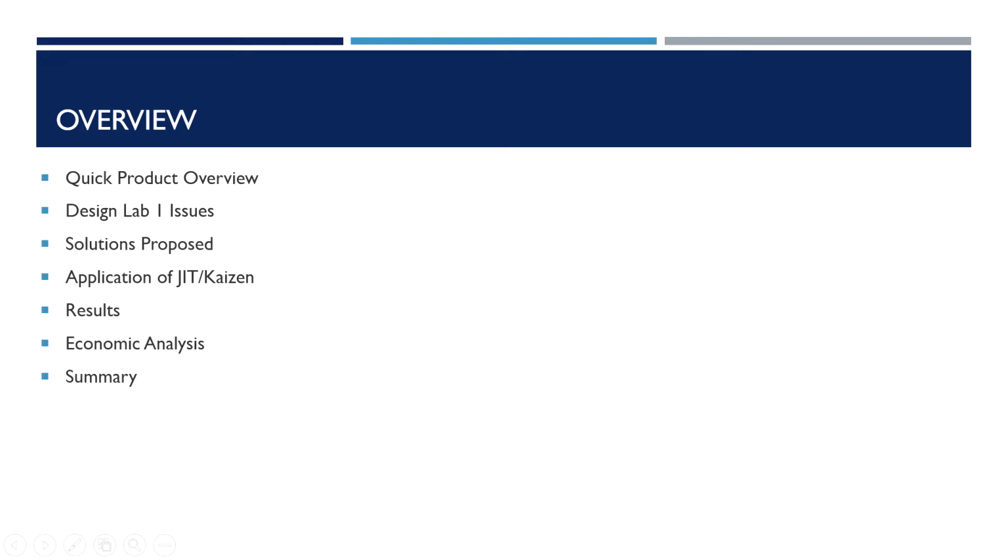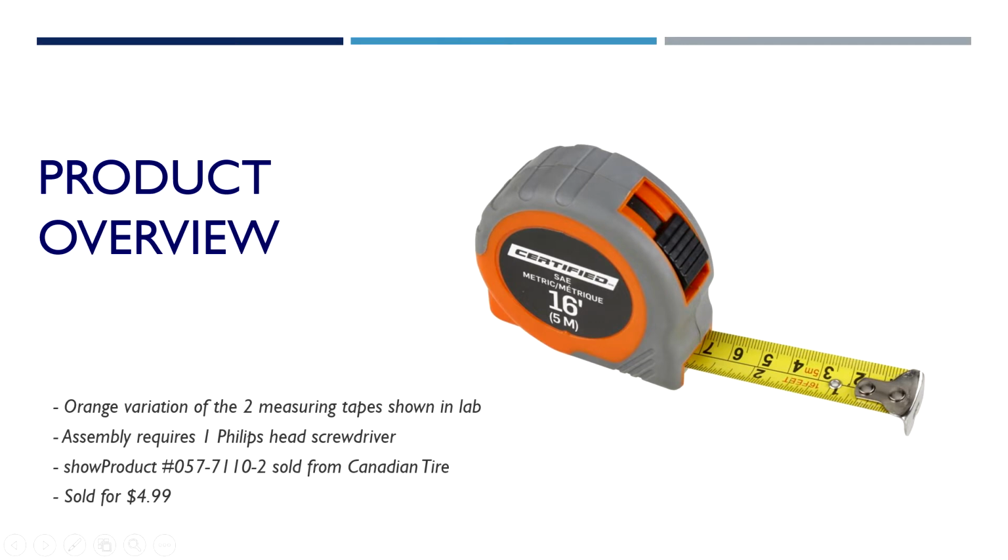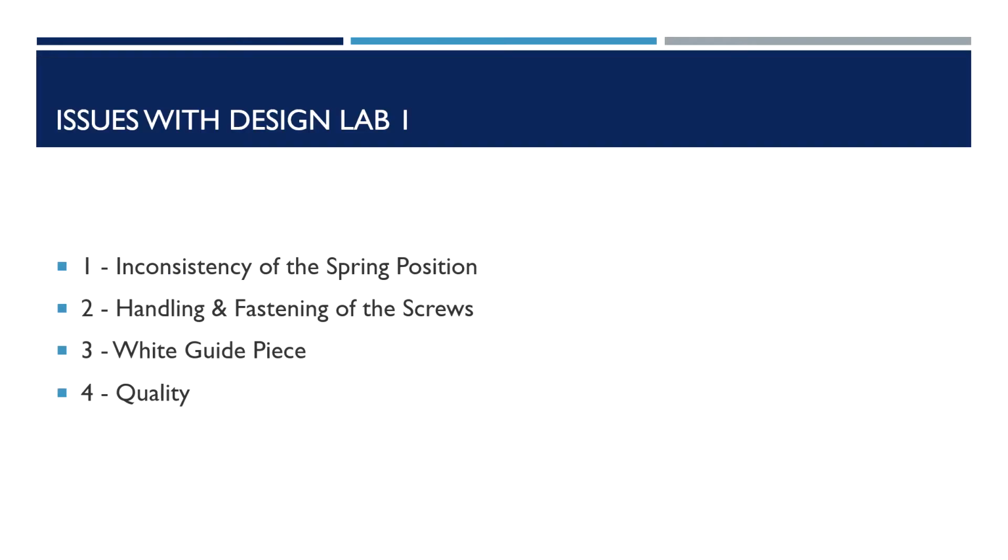overview in detail. The measuring tape which our team is going to be constructing and distributing is an orange measuring tape sold by Canadian Tire. The measuring tape is sold for $4.99 and is 16 feet long and has a black stopper which allows for precision accuracy when measuring. The tape also has a white guide which allows the tape to move freely and smoothly.